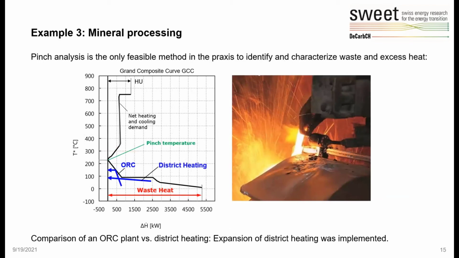Next, we have an example from the mineral processing industry that has the characteristic of having a substantial amount of waste heat at relatively high temperature. This is typical of such smelting type processes. As shown in the diagram, an organic Rankine cycle was investigated as a suitable excess heat technology. However, due to the resulting poor efficiency of less than about 10%, it was not implemented. However, the capacity of a local district heating network could be expanded to use the excess heat.